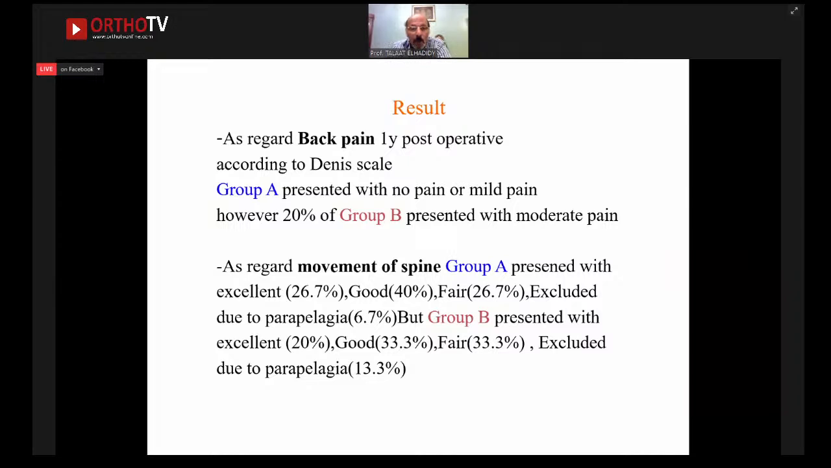Regarding back pain 1 year post-op, according to the Denis scale, group A, the anterior one, had no pain or mild pain. However, 20% of group B presented with moderate pain. So anterior surgery is better regarding pain. Regarding movement of the spine, group A presented with excellent 26%, good 40%, fair 26%, and 6% were excluded due to paraplegia. But group B presented with excellent 20%, which is less than group A, good 33% compared with 40%, fair 33%, which is more than group A, and we excluded paraplegics, 13%.